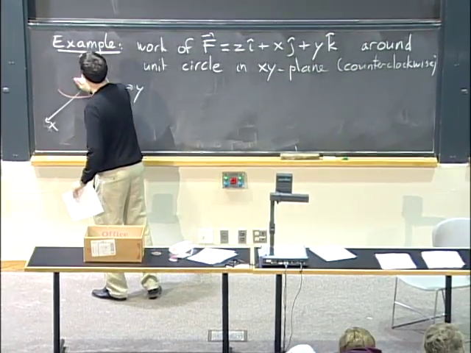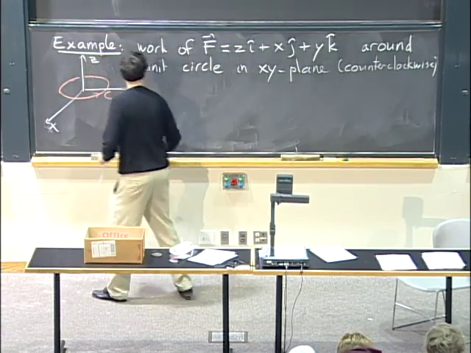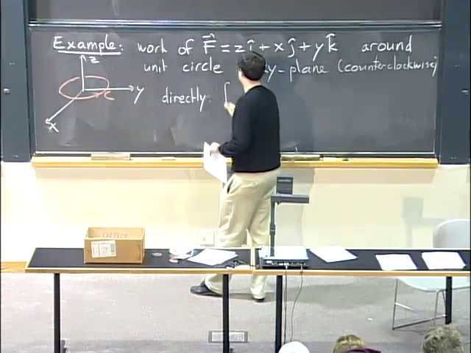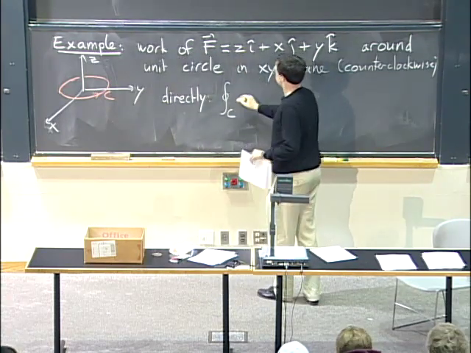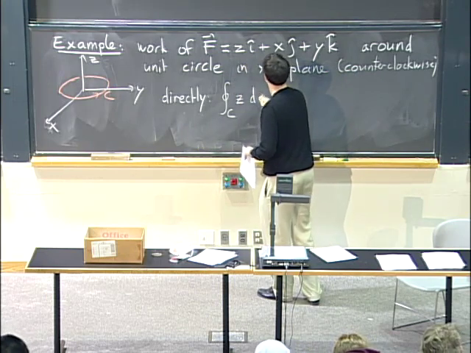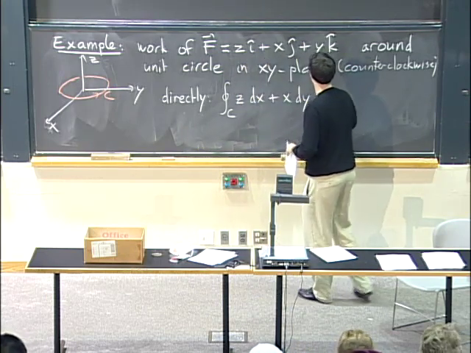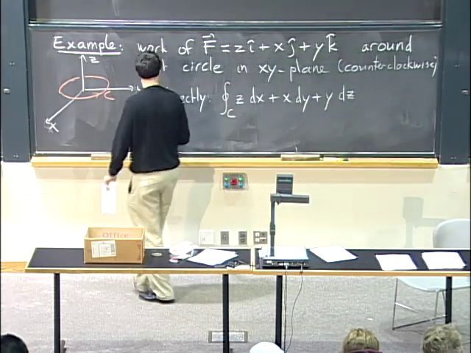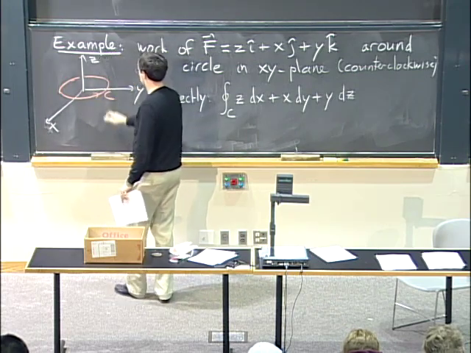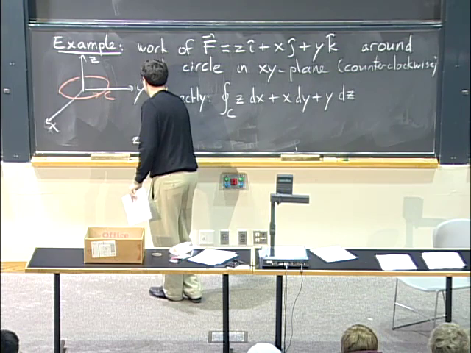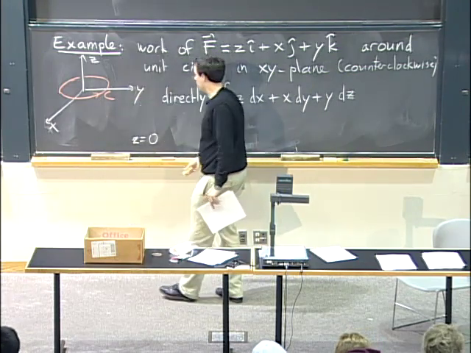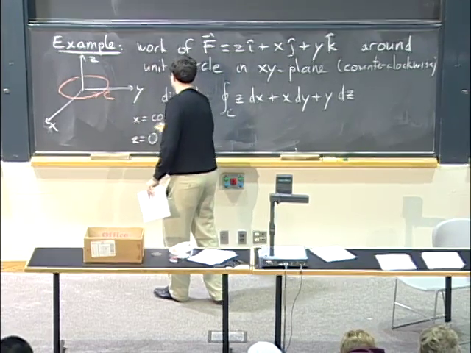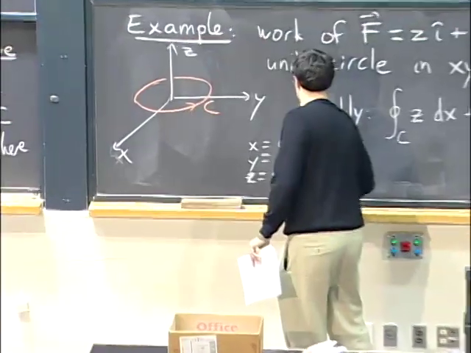So just as a quick review, let's see how we do that directly. Well, if we do that directly, I have to find the integral along C of f dot dr, which becomes z dx plus x dy plus y dz. But now we actually know that on this circle z is 0, and we can parameterize x and y. It's just the unit circle in the xy plane, so we can take x equals cosine t, y equals sine t.